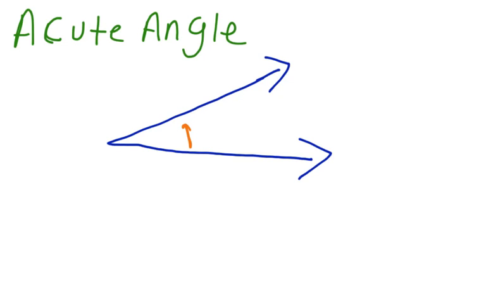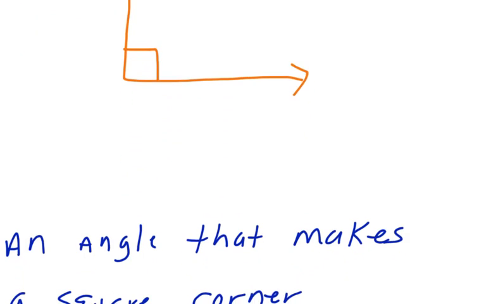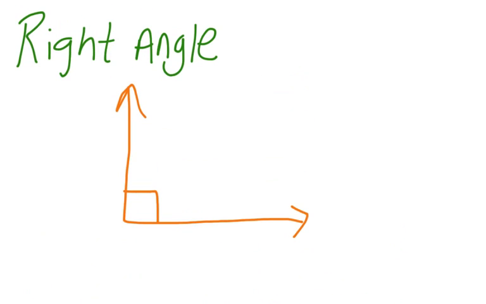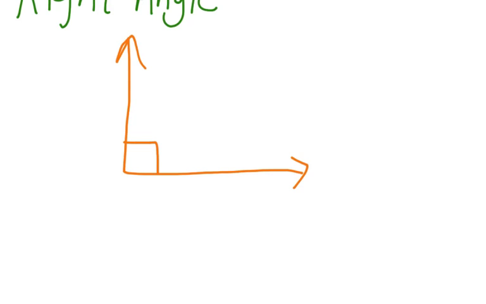Now, let's talk about a right angle. We've already seen right angles because when we look at a perpendicular line, we see right angles. A right angle is where you can form a square corner. And so that's what a right angle is. It forms a square corner. So a right angle is an angle that makes a square corner. And this right here is a square corner. It makes a little square when you see the angle opening.